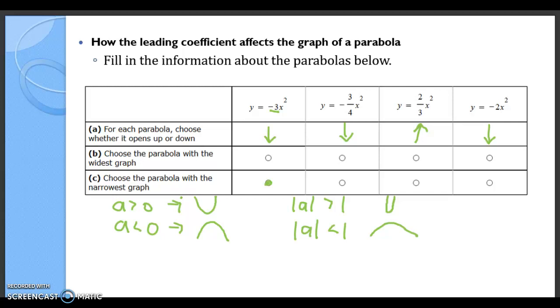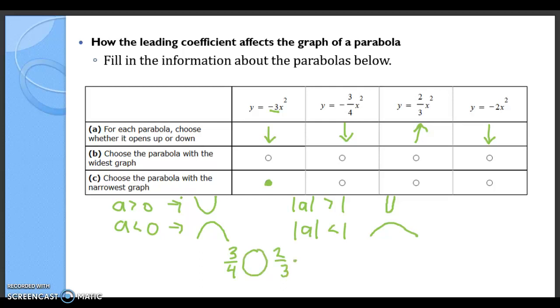So that happens to be 3. Even though it's the most negative number, the absolute value of it is bigger. And then the widest is going to be the smallest fraction. Okay? So that's between 3/4 and 2/3. And we need to determine which is greater and which is smaller.